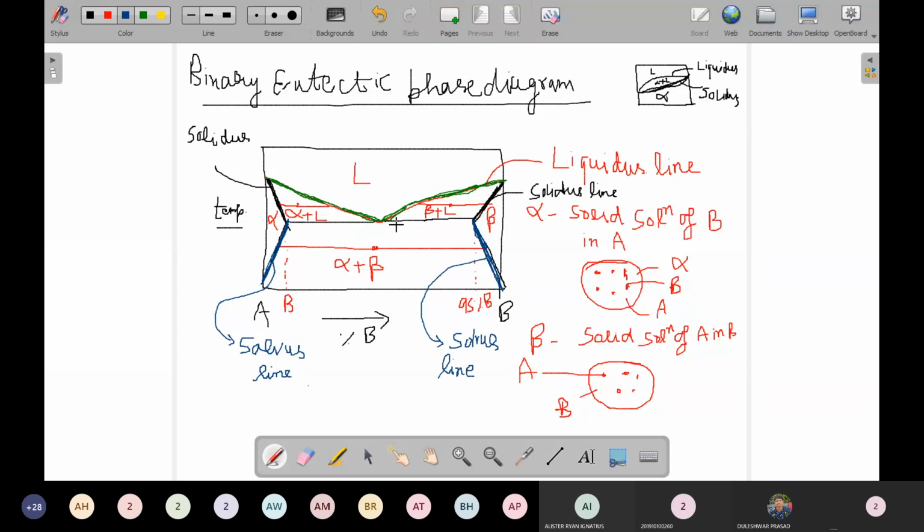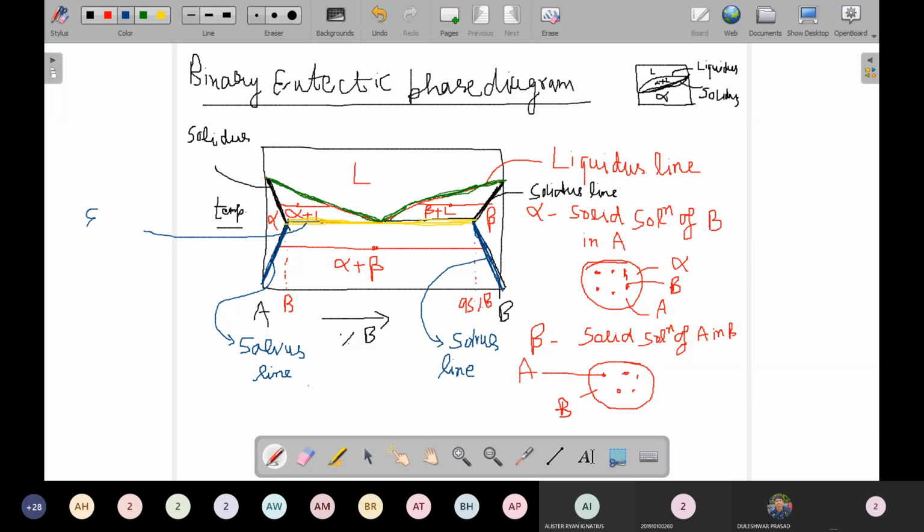Any confusion so far between the lines and the phases? Sir, what is this line in the middle, between alpha and beta? Okay, let me tell you, this line is known as the eutectic isotherm. I'm going to explain that. What is a eutectic isotherm? Let me tell you.